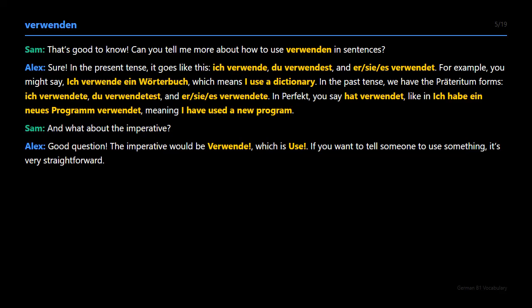In the past tense, we have the Präteritum forms: Ich verwendete, du verwendetest, and er, sie, es verwendete. In the perfect, you say, hat verwendet, like in, Ich habe ein neues Programm verwendet, meaning, I have used a new program.